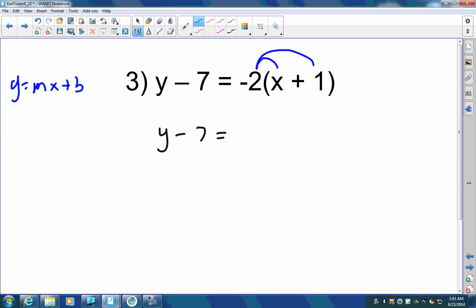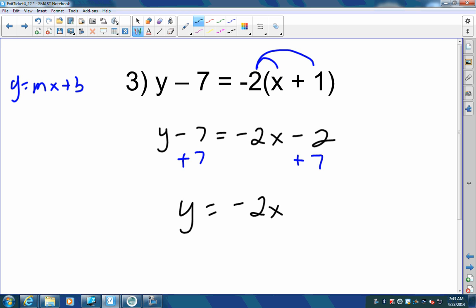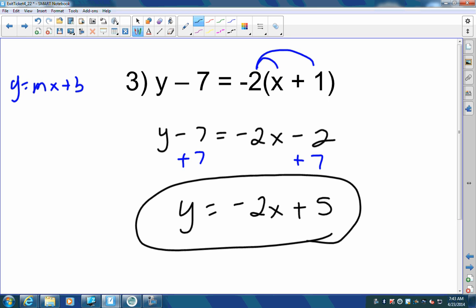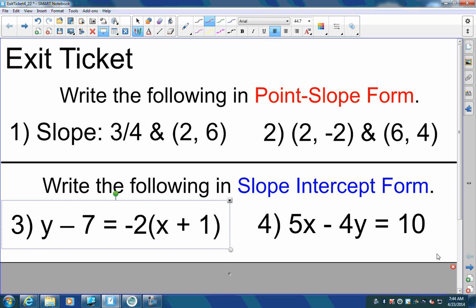Y minus 7 equals negative 2 times x, negative 2x, negative 2 times 1, negative 2. Then you should have added 7 to each side. Y equals negative 2x plus 5. Should have been your answer. What does this tell me? It tells me my slope is negative 2. It tells me my y-intercept is 0, 5. Remember, we did that so that we could graph earlier this year, starting at 0, 5 and working on the slope. All right, number 4.